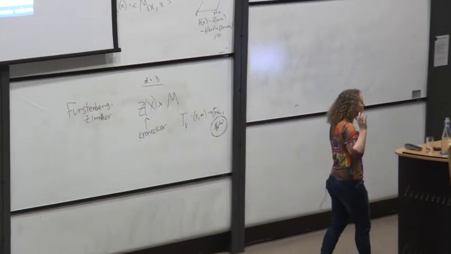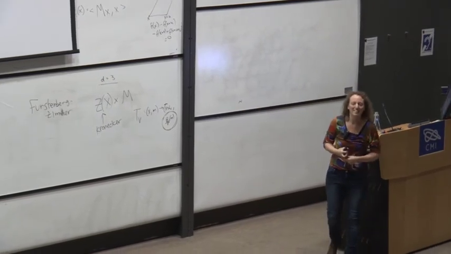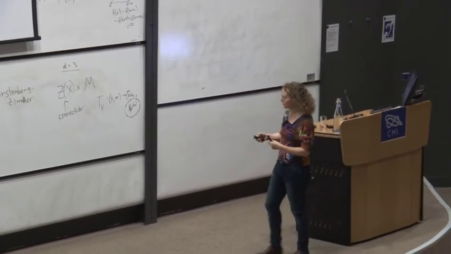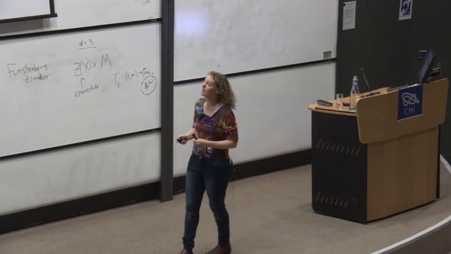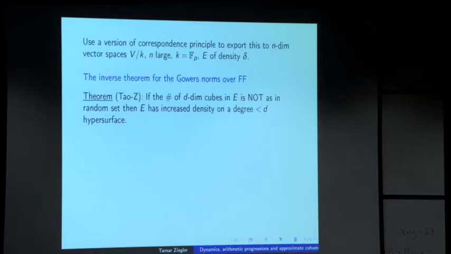cocycle extension. But this is like it's on one foot. It's an explanation. It's not a true explanation. But this is what goes on in this. So now one can use a version of the correspondence principle that I described at the beginning, the Furstenberg correspondence principle. Can use a more complicated version of that to export this result to the original question I asked.